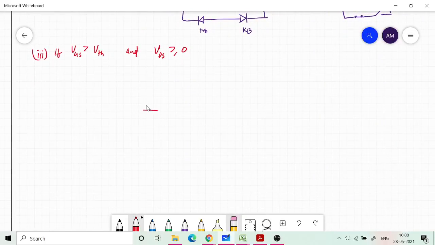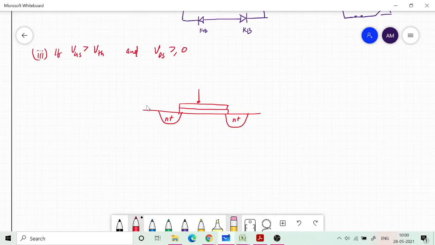So let me draw it again. So you have N plus here, another N plus here, we have oxide here, then we have gate here.